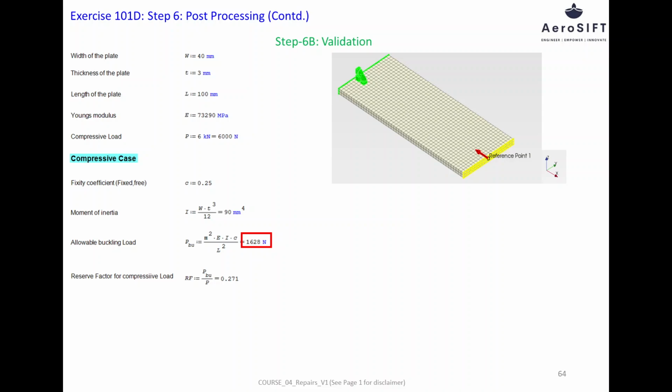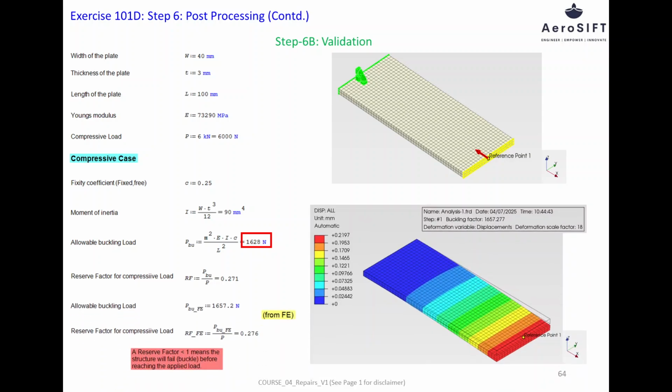Since this is significantly lower than the applied compressive load of 6,000 newtons, the reserve factor, an indication of how close the structure is to failure, is just 0.271. On the other hand, the FE analysis is conducted using a buckling simulation setup, and the first buckling mode yields a buckling load of approximately 1,657.2 newtons. This result is very close to the hand-calculated value, indicating a strong correlation between the theoretical and numerical methods.